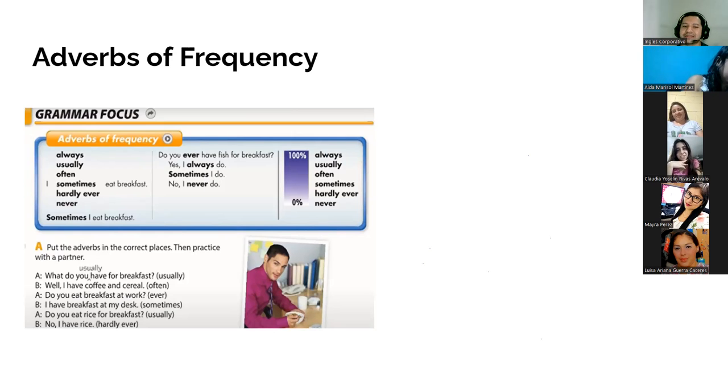But try to use this. Try to use always, usually, sometimes. For example, Aida said, always water. And sometimes milk, right? Sometimes milk. So, traten de usar always, usually, y lo que tenemos para el breakfast. Questions about this? Preguntas de los adverbs of frequency, pronunciación.